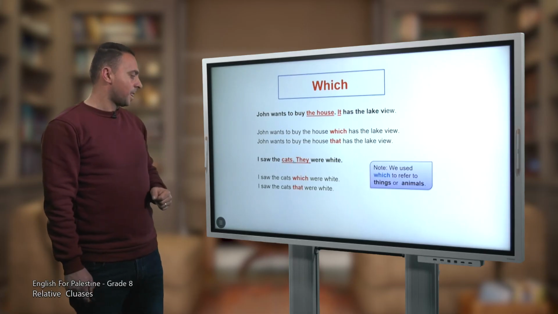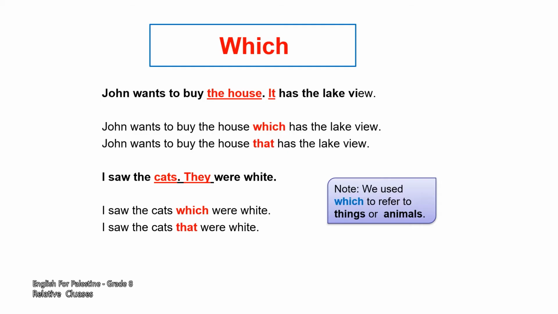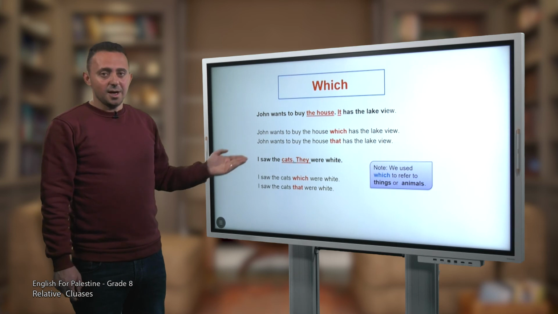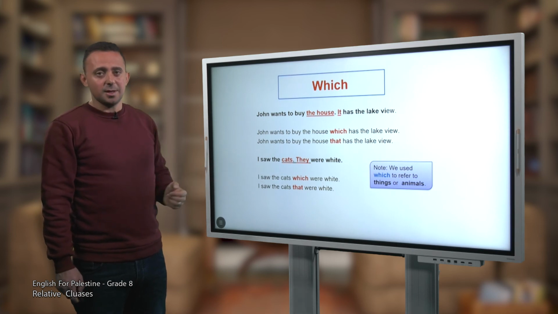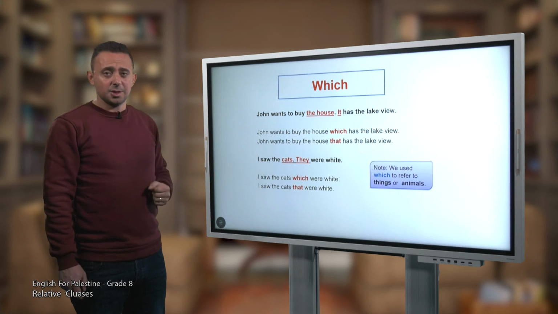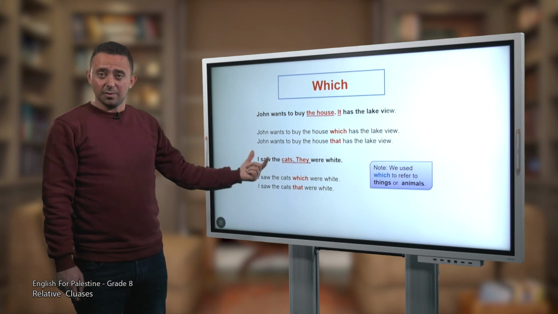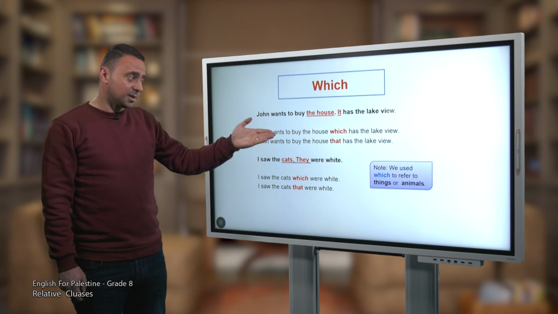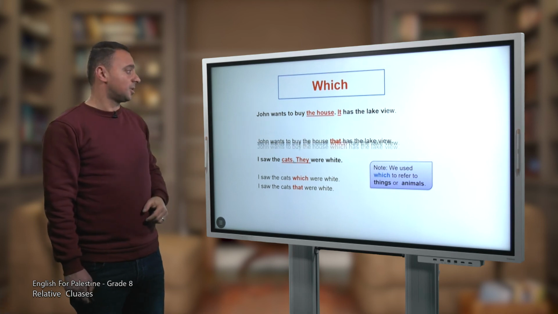Let's continue. We can also say I saw the cats that were white. Here we use that instead of which. We can use that instead of which to refer to things or animals. Let's continue.